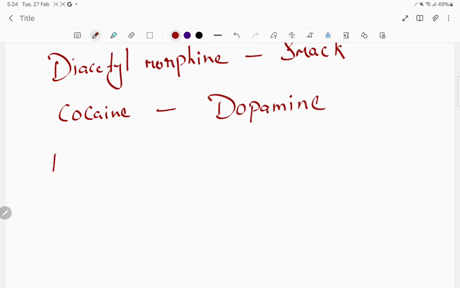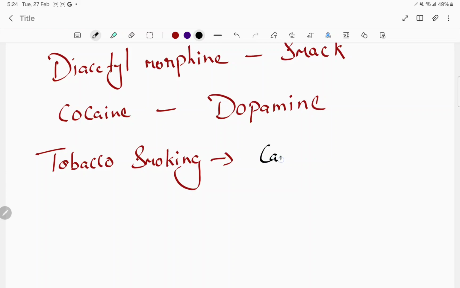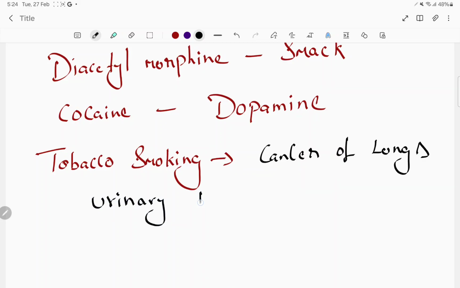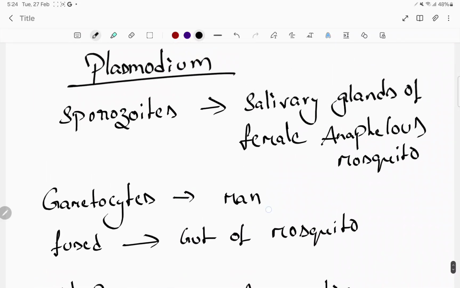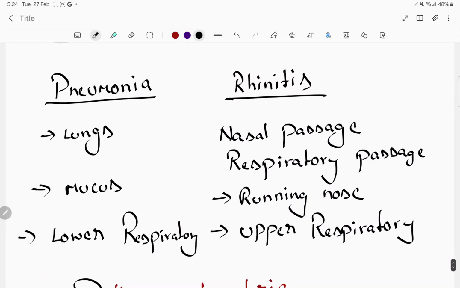So for tobacco smoking, remember, the person may have cancer of the lungs, urinary bladder, and throat. So these are the things we have to remember from the NEET point of view for human health and disease. Thank you.